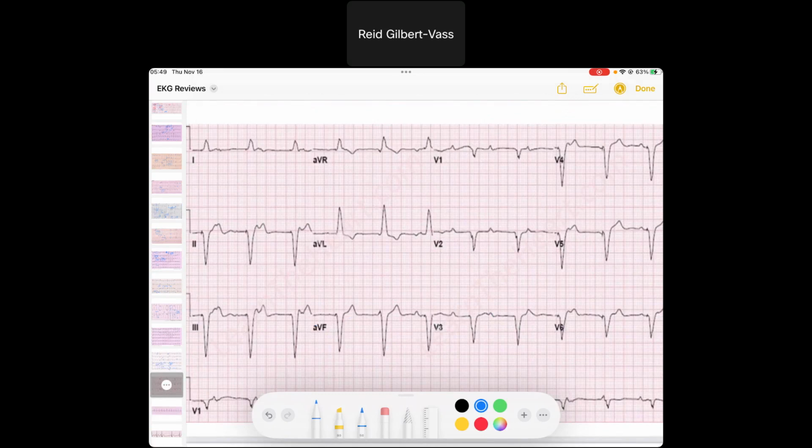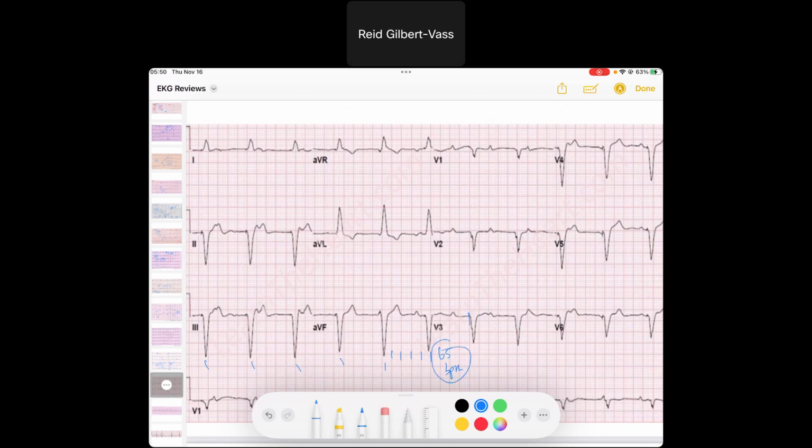And so let's take a look at this rhythm. This is going to be tricky for you guys. So we've got a regular rhythm that's occurring at 300, 150, 75. This will be 60, so maybe 65 beats per minute.